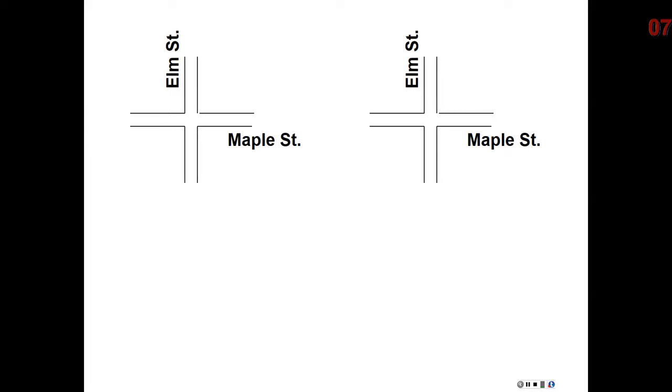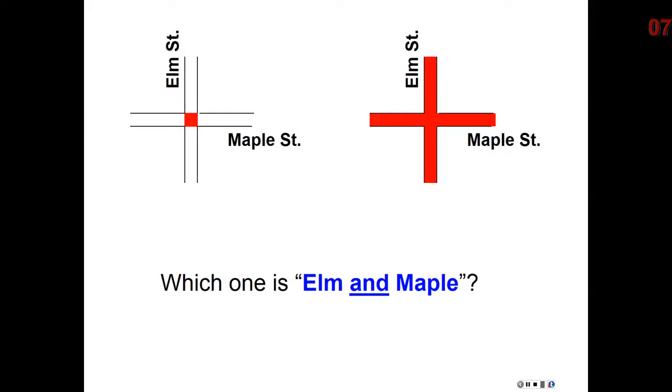So this is Johnson City, where Elm and Maple cross. No, they probably don't even cross, but there's an Elm Street and a Maple Street. There are tree streets down there, but they probably go the same way. So which one of these is Elm and Maple? The one on the right or the left?